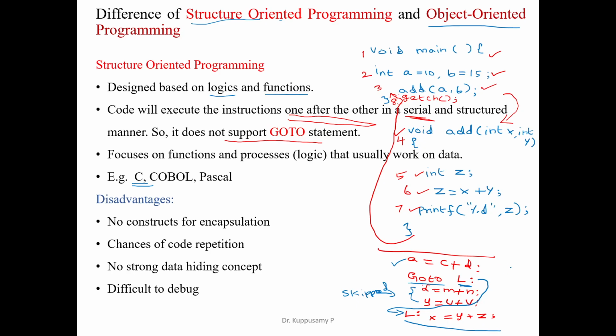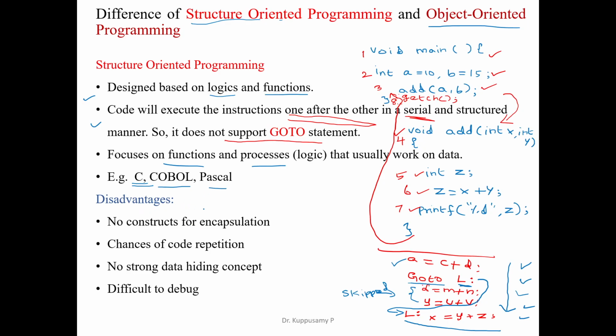So this kind of go to method or go to statement cannot be used in structure oriented programming, right? All the statements have to execute one by one in a structured manner. That is structure oriented programming, right? I hope you understand these two points. Then it focuses on functions and logic, which work on the given data. Examples of structure oriented programming languages: C, COBOL, Pascal, etc.